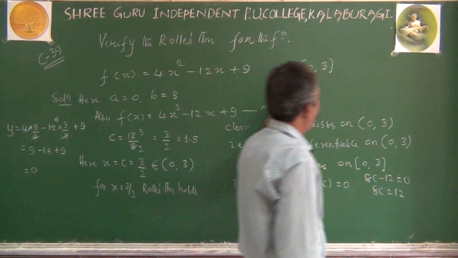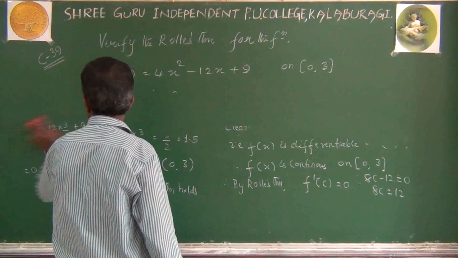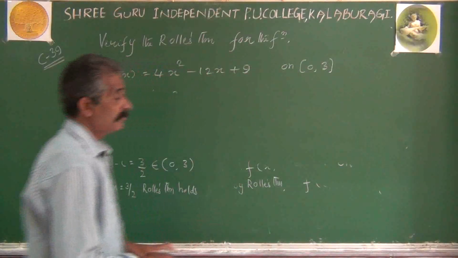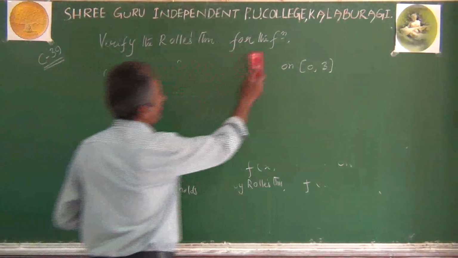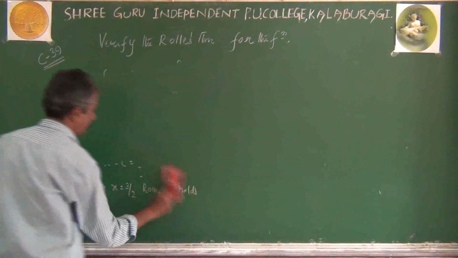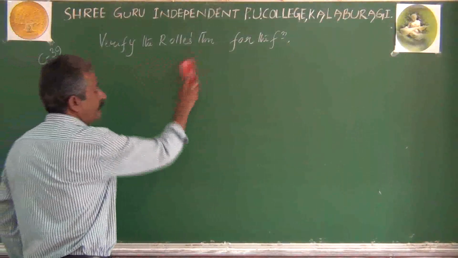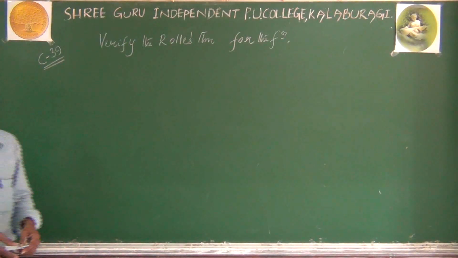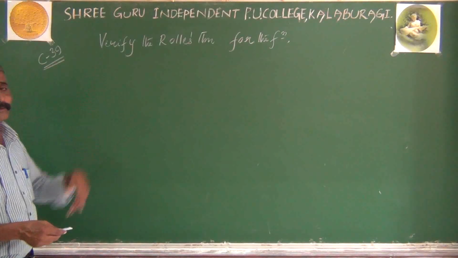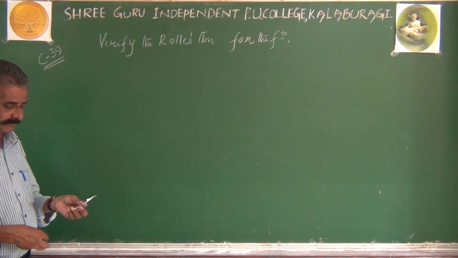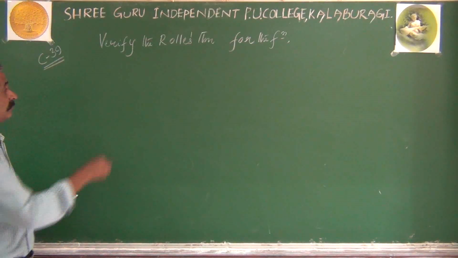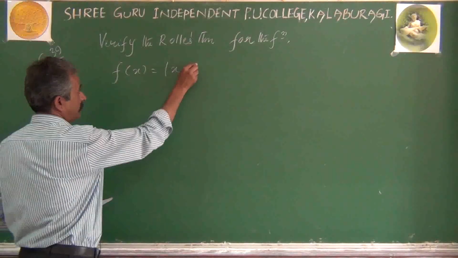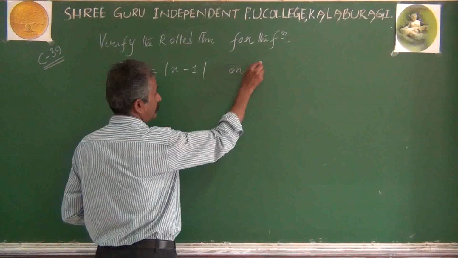Next question. Verify Rolle's theorem for the function. Verify or discuss the applicability of Rolle's theorem. It can be given in several manners, but your working method will not alter, it remains the same. Verify Rolle's theorem for the function f of x equal to modulus of x minus 1 on the interval 0 comma 2.